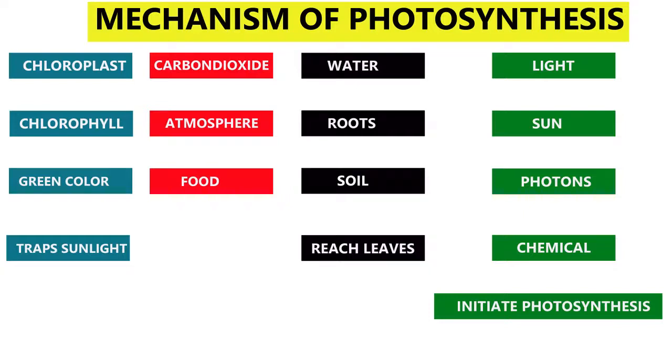Light comes from the sun, and the energy is in the form of photons, and this energy is converted to chemical energy by the plants, and is used to initiate the process of photosynthesis. So chloroplast, carbon dioxide, water, and light: these are the four major components which start the process of food preparation, that is, synthesis of food. You can say photosynthesis, that is, synthesis of food in the presence of light.